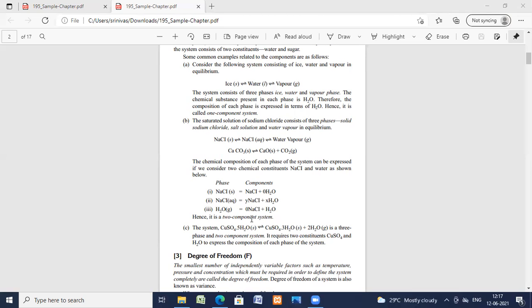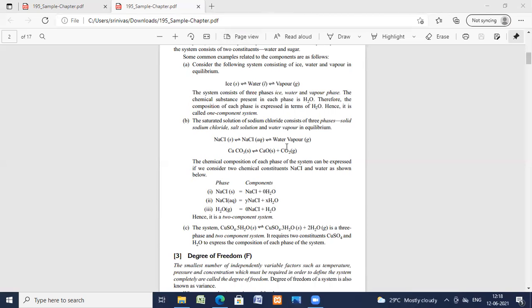Similarly, we take a sulfur system. I'm giving some more examples. Sulfur system. It is having monoclinic, rhombic, plastic, vapor, all the four phases, but composition is only sulfur. Similarly, you can take calcium carbonate, as previously this is the example. For that example, each phase you're having calcium carbonate, calcium oxide and carbon dioxide. In this system, each phase can be expressed with two constituents.